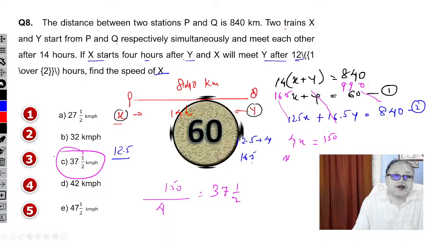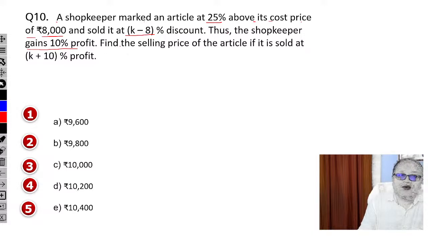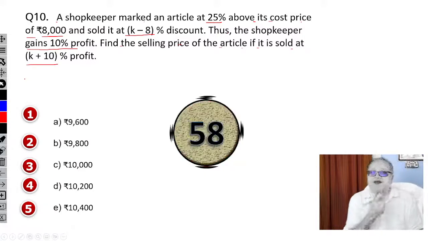Okay. Next, question 10. The 9 I missed, I think. Question 10. A shopkeeper marked his article 25% above its cost price of rupees 8,000 and sold it at k minus 8% discount, and thus the shopkeeper gains 10%. Find the selling price of the article if it is sold at k plus 10% profit. And this is the last question for today, and I am giving you 60 seconds.